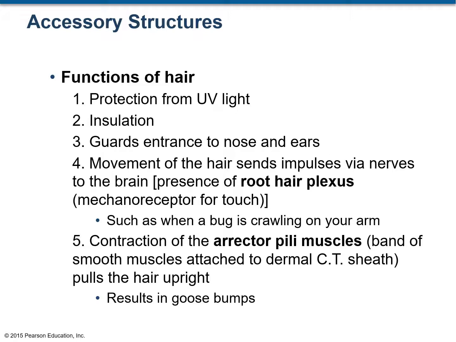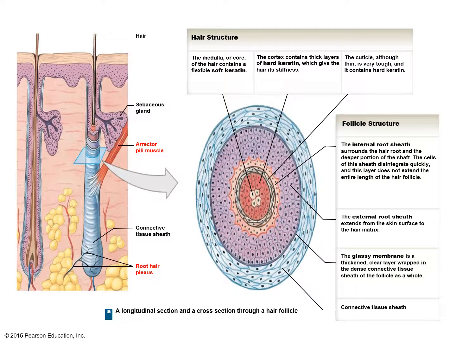There is also a muscle known as the erector pili muscle, which is a smooth muscle that is attached to the dermal connective tissue sheath. So whenever this muscle contracts, it pulls the hair upright. This is what gives you goosebumps. This figure points out the erector pili muscle and the root hair plexus.